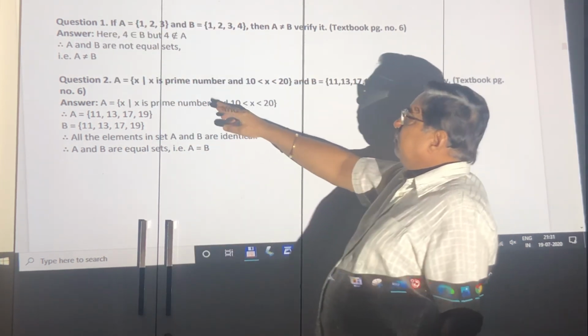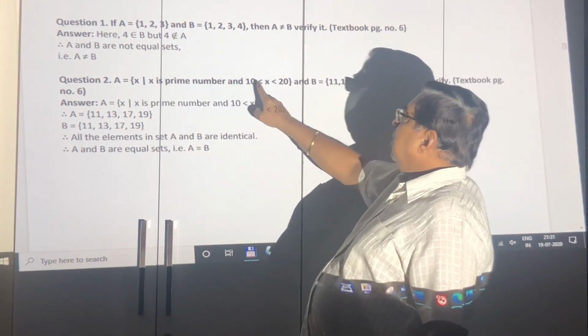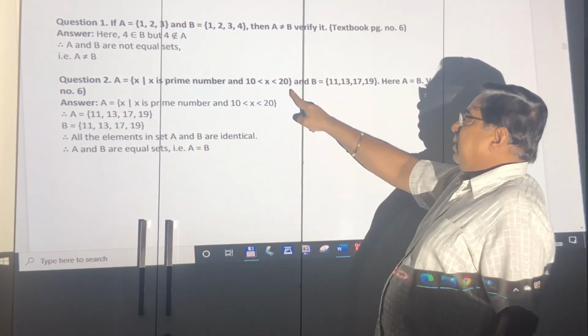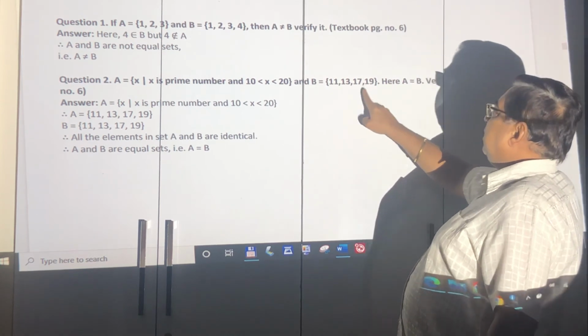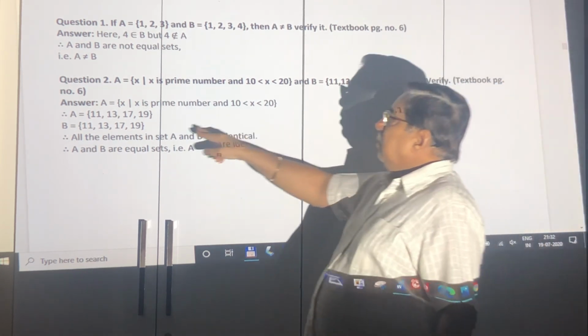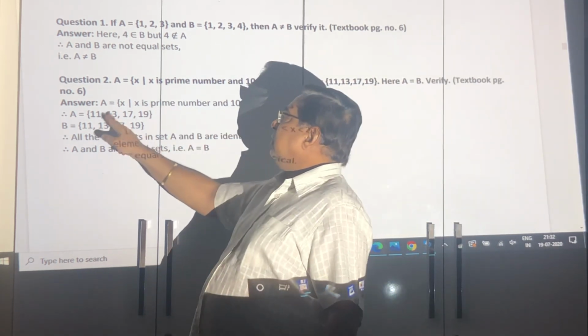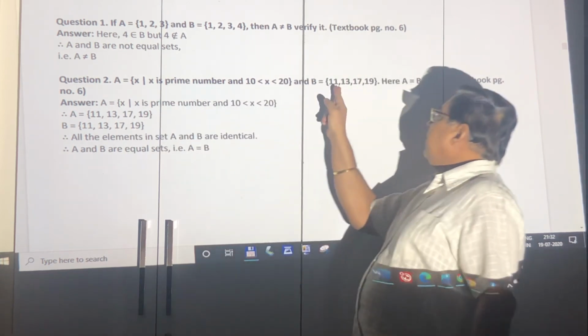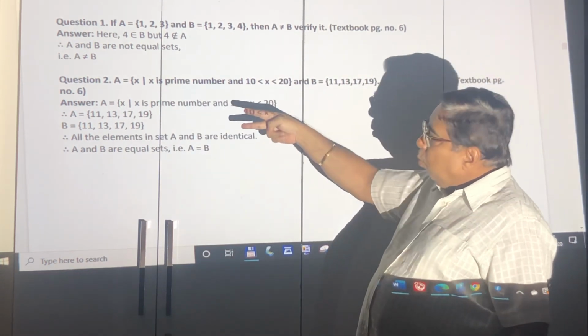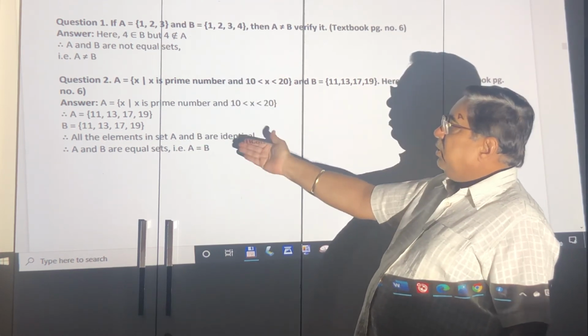Not equal sets. A is x such that x is a prime number and 10 is less than x is less than 20. And B is 11, 13, 17, 19. Now we will see. X is a prime number between 10 and 20: 11, 13, 17, 19. And B is 11, 13, 17, 19. Both are equal. All of A are in B, all of B are in A, they are equal sets.